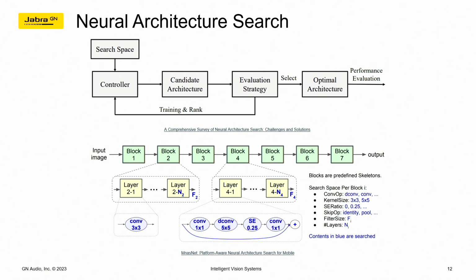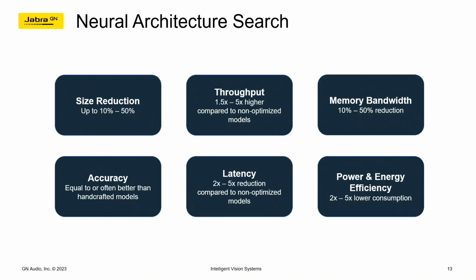In this, you can also put hardware in the loop, so that you know exactly that whatever latency constraints you're calculating for your optimal model are for your existing hardware where you want to deploy at the end. And here are just some of the basic numbers on average of what you can achieve in terms of our key metrics. So you have good numbers across size reduction, throughput, memory bandwidth, 2 to 5x latency reduction, and power efficiency.